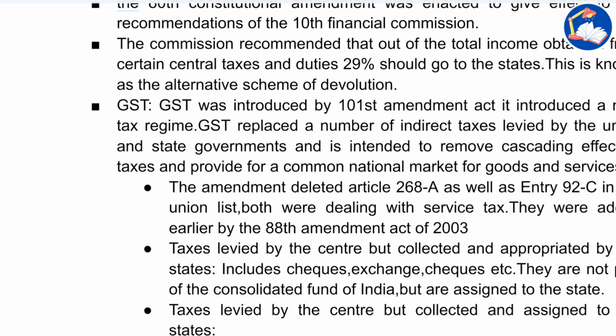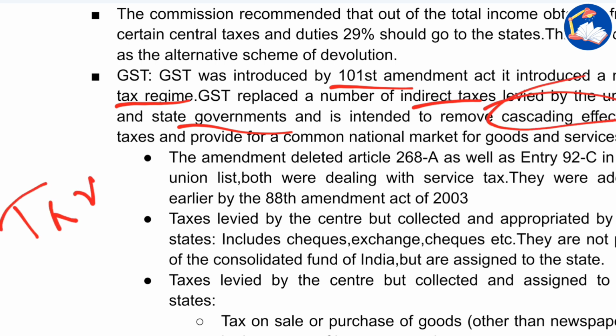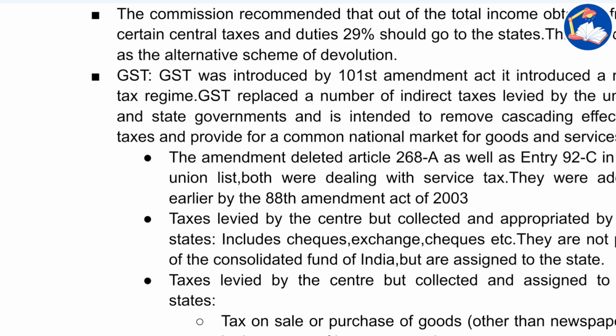Now we will be discussing GST. What? GST, goods and services tax. So GST was introduced by the 101st Amendment Act. It introduced a new tax regime, a new tax system. GST replaced a number of indirect taxes levied by the union and state governments and is intended to remove the cascading effect. Cascading effect is like tax over tax. Just understand it. And it provides for a common national market for goods and services.